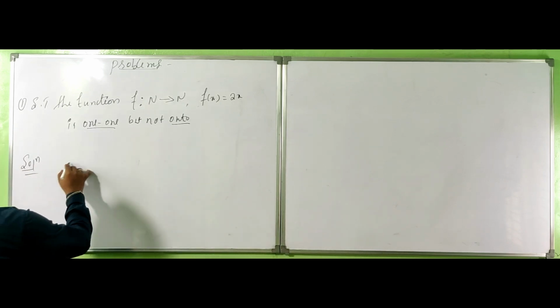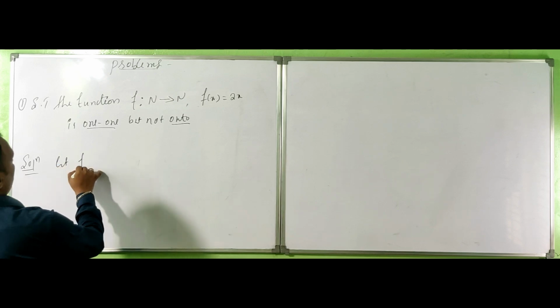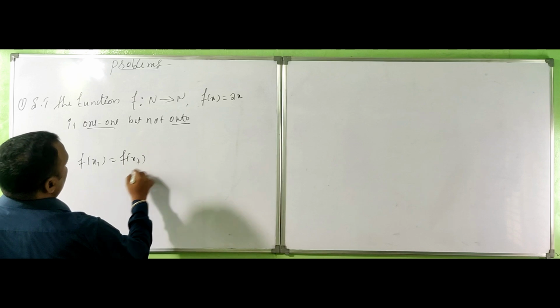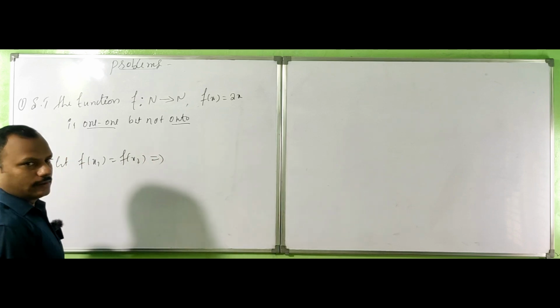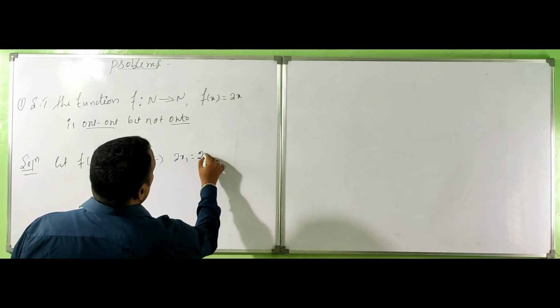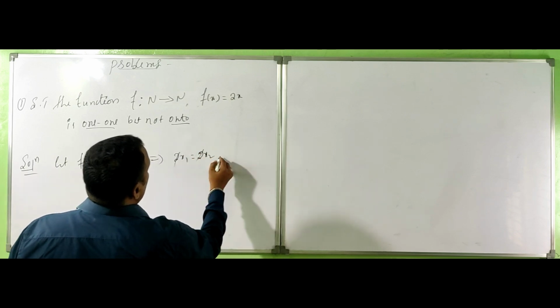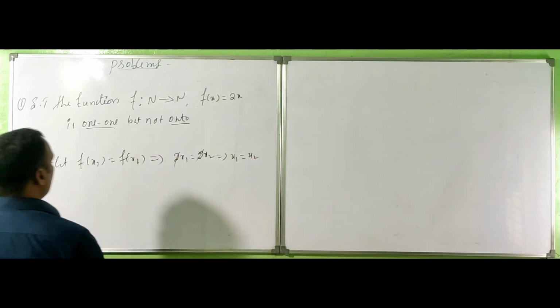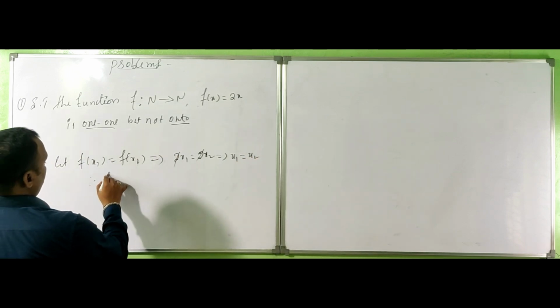Okay, I will show it also. Let f of x1 equal f of x2. This implies, putting in the values, 2x1 equals 2x2. The 2 gets cancelled. This becomes x1 equals x2. Therefore f is one-one.